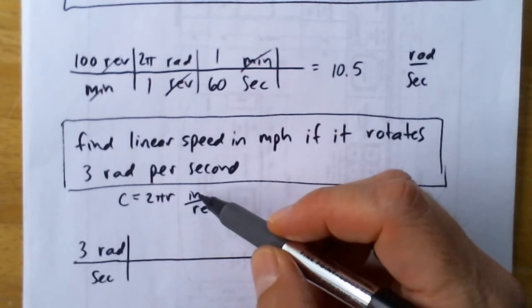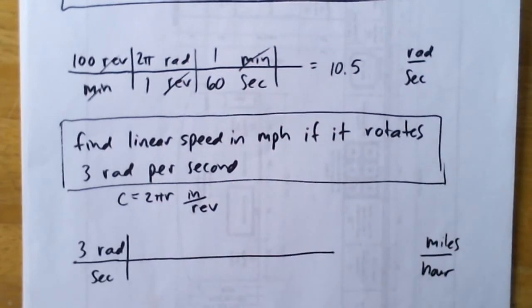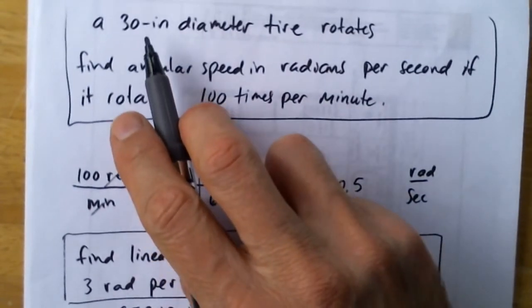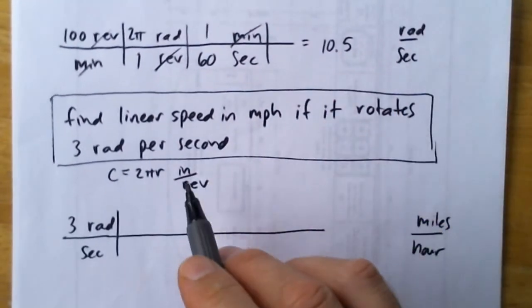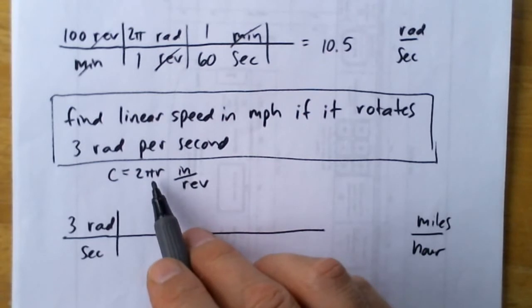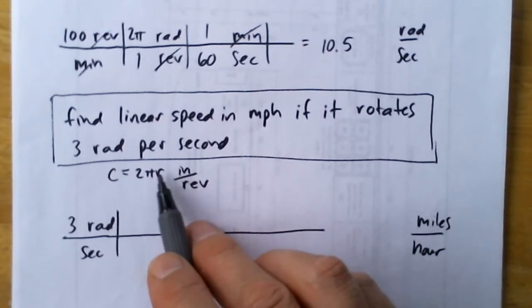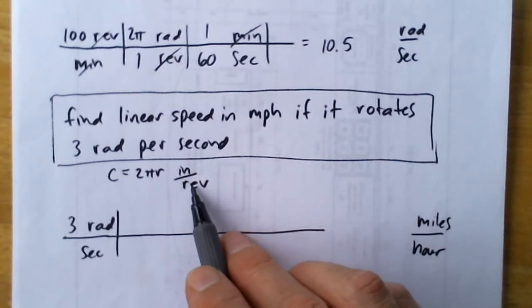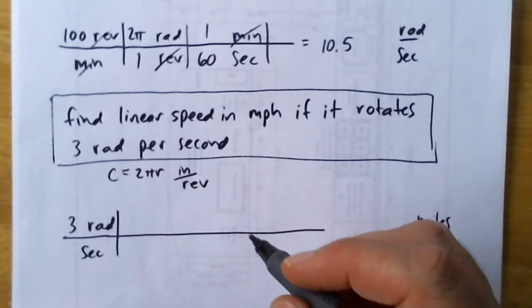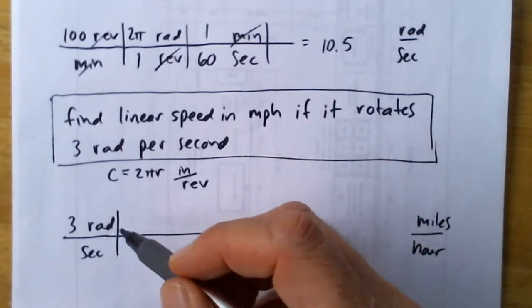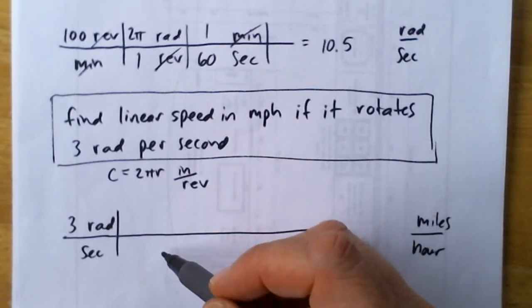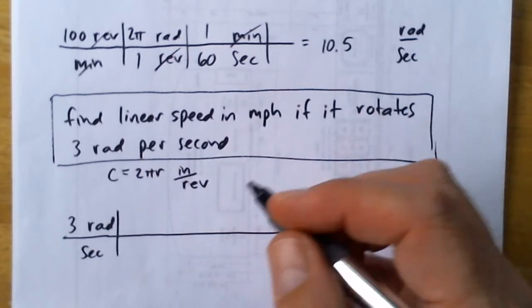Inches per revolution. It's inches because we were given the 30-inch diameter tire. It's not always inches, it's just whatever you're given. We know that 1 revolution will have this many inches. The circumference is how many inches are in 1 revolution. So now we have this inches per revolution. So we need to go from radians to revolution, and then we can cancel revolution and get to inches.